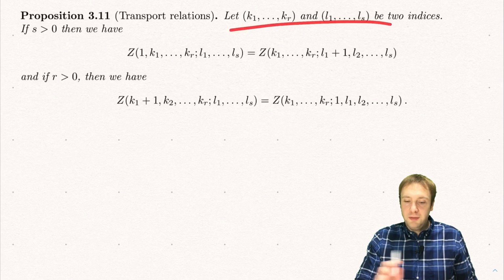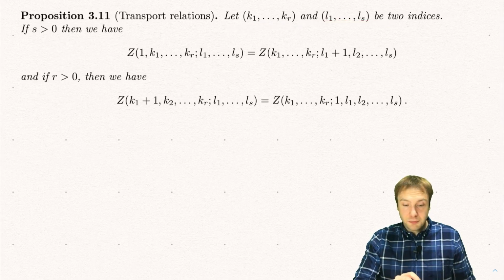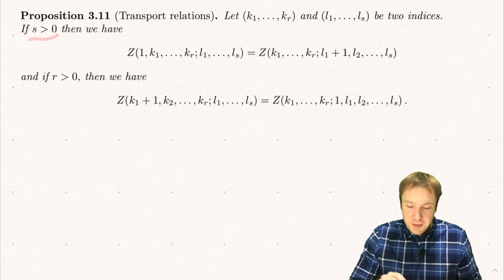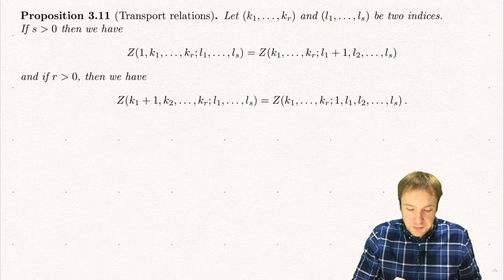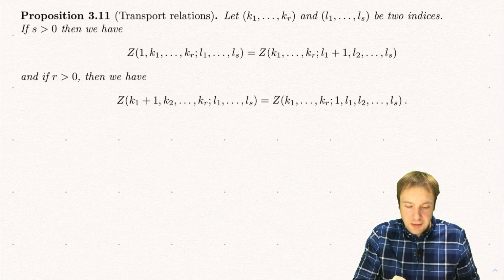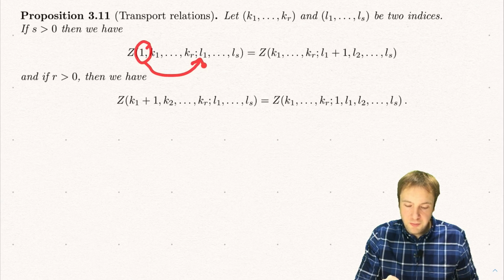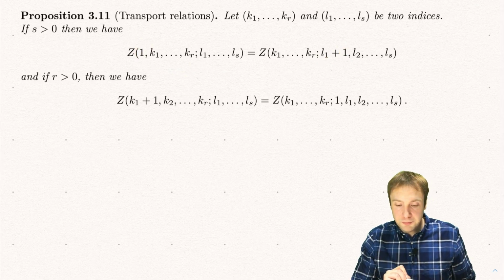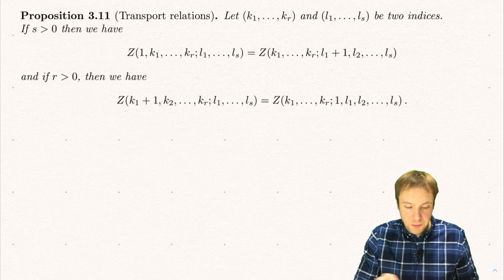Okay, and here they are. If I have two indices, k and l, and the second index is non-empty, then the first transport relation is that for the connected sum, if I start with a 1 here, and I have the index k here and the index l here, then I can transport this 1 to the beginning of the index l by adding this 1 to the first entry of l. So this is the first transport relation.